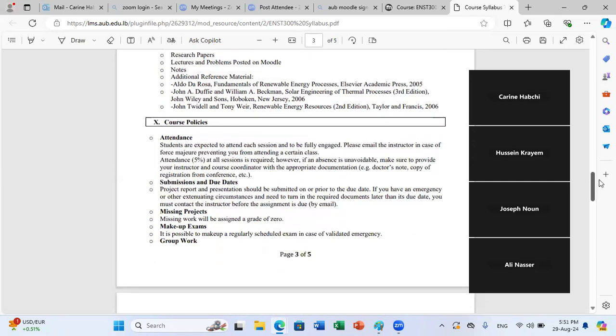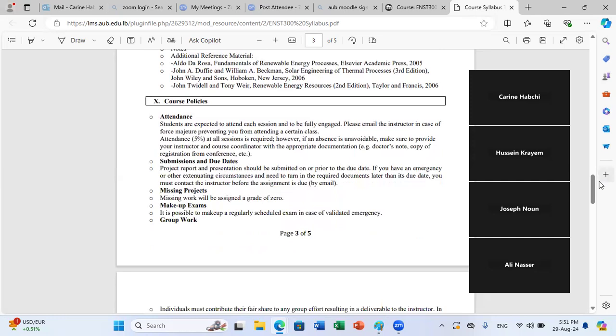Now, concerning policies, you are familiar with AUB policies. They are nearly the same in all courses. We should attend classes. We should submit on time. We should not miss any work, that is any assignment or project. And to have makeup exams, you should have a valid reason. A medical report or something should be presented in order to allow for a makeup.